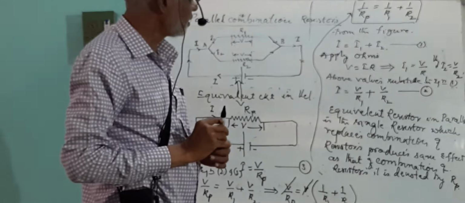Now I would like to replace these two resistors. Instead of these two resistors, I want to connect a single resistor. Suppose that if I am able to draw the same amount of current, this resistor I am referring to as the equivalent resistor. In order to find the current in this equivalent resistor, you have to draw the equivalent circuit diagram. This is the equivalent circuit diagram.